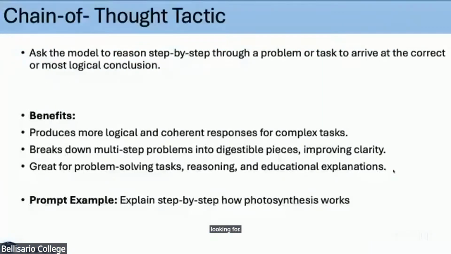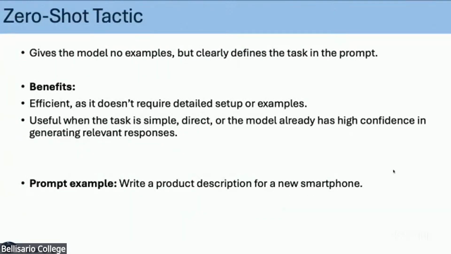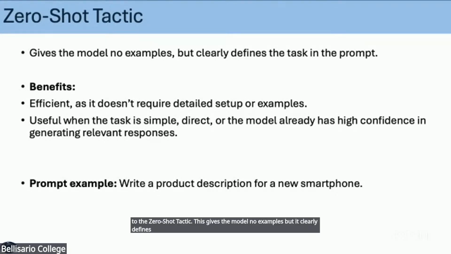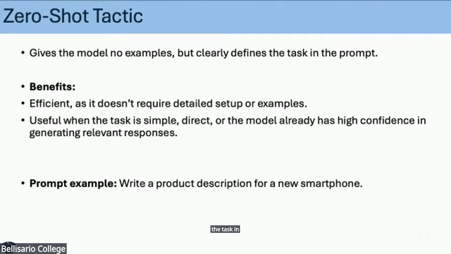So now we talked about the chain of thought tactic. We're moving on to a zero-shot tactic. So this is giving the model no examples, but has a clear definition task in the prompt. So benefits being that it's efficient, doesn't require more detailed setup or examples. Honestly, many times I start any kind of brainstorm, any kind of outline development with just a zero-shot tactic.